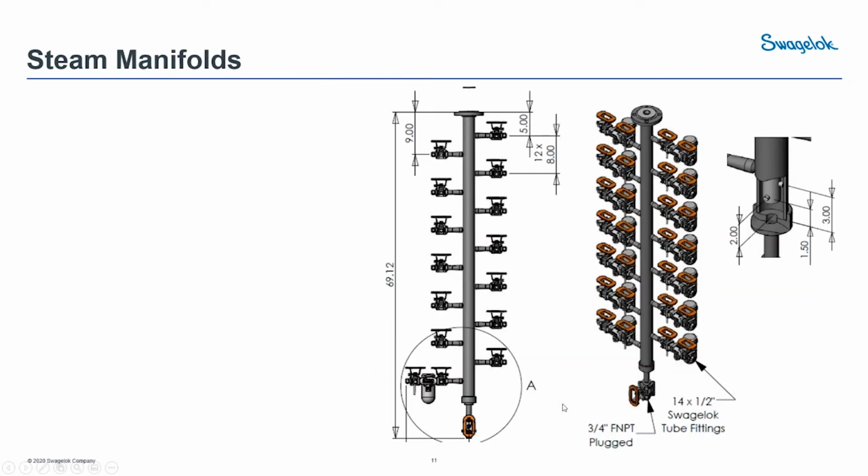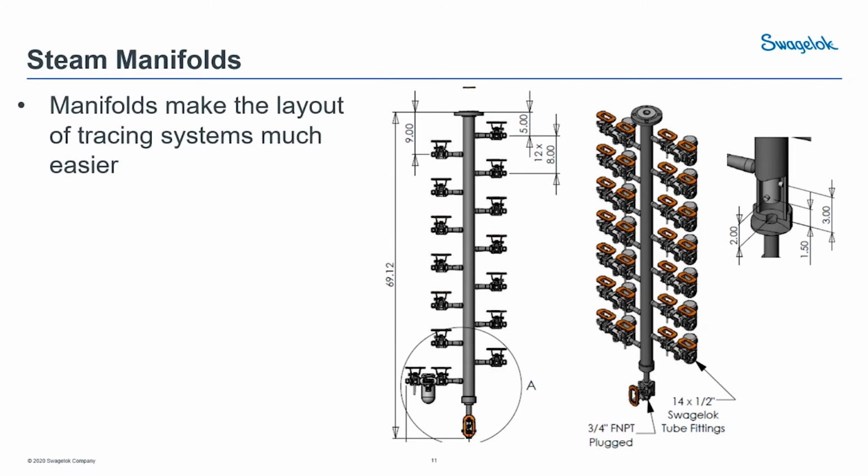So finally, one thing to think about on your steam systems is using manifolds. I see this in a lot of facilities, but maybe not laid out extremely cleanly. So it's going to help you with the layout of your tracing system, make it much easier to trace and to understand what goes where and how to isolate a tracer when you need to work on a single pipeline.